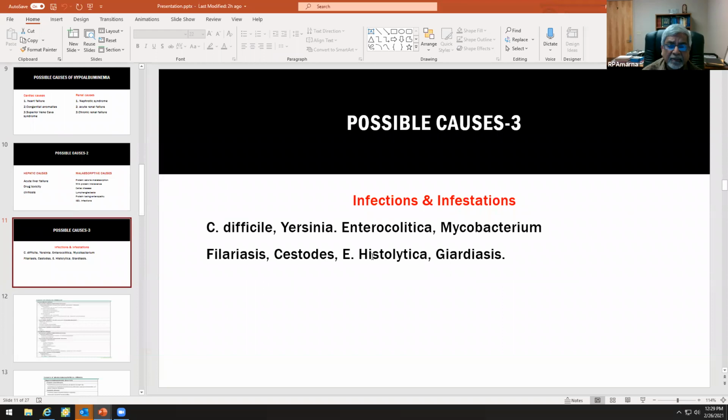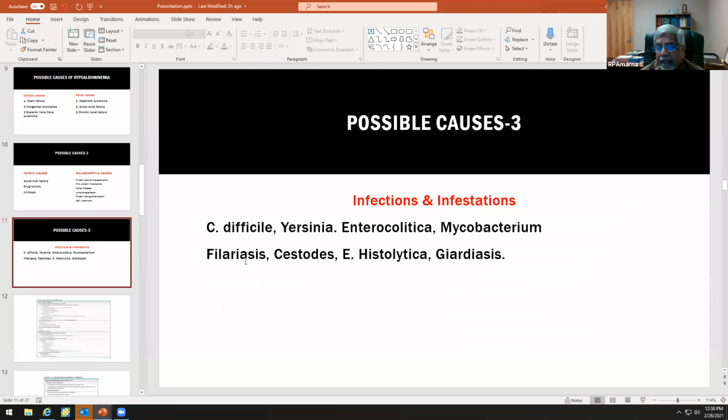There are certain infections that can cause it. C. difficile is one. Yersinia is another one. TB infections can cause it. The other parasitic infestations such as entamoeba and giardiasis can cause changes in the GI tract and cause problems. And cestodes can block the GI tract and cause some problems.